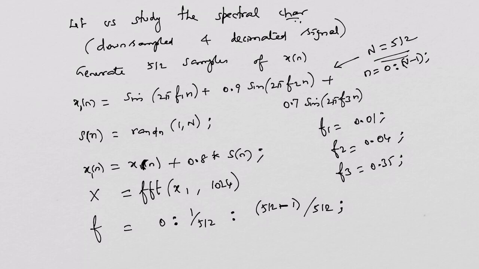We shall create x1 of n, which is composed of three different components: 2 pi f1n, 2 pi f2n, 2 pi f3n. There are three sinusoidal signal components, and we shall also work with random sequences. S is equal to randn of 1 comma N. So x is equal to x1 plus 0.8 times s, which will give you the original signal. Let's apply a Fourier transform on it. Let's generate the spectrum of x, which can be plotted and viewed. This is how the signal is ready.